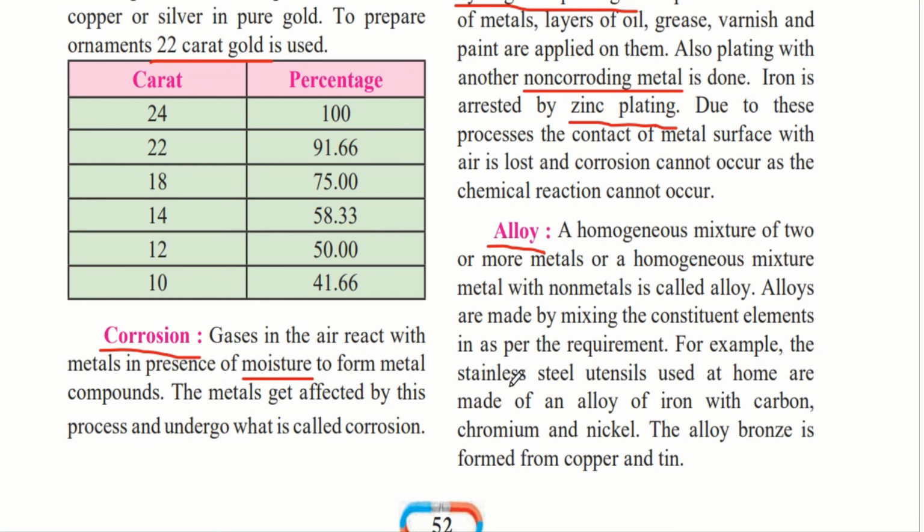For example, the stainless steel utensils used at home are made of an alloy of iron with carbon, chromium and nickel. All the vessels in our kitchen, especially the stainless steel ones, are alloys. There is no element in our periodic table called stainless steel. This metal is produced by mixing metals together. A certain quantity of iron, carbon, chromium and nickel are mixed together to form stainless steel. The alloy bronze is formed from copper and tin. So, in order to make bronze, you have to mix copper and tin together.